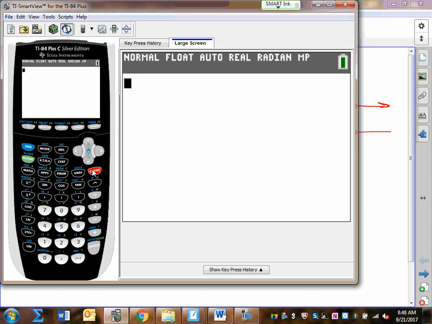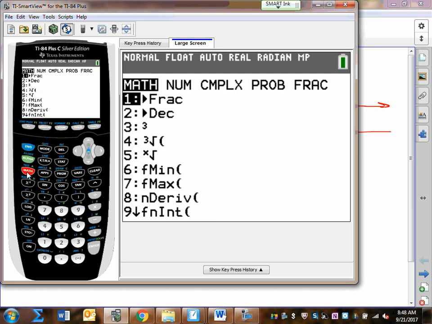So let's first take a look at where this derivative notation is on our calculator. You want to hit math, and up until now, you've probably only ever used options 1 through 5. But look at option 8. It says nDeriv. That means to take the derivative at a point.